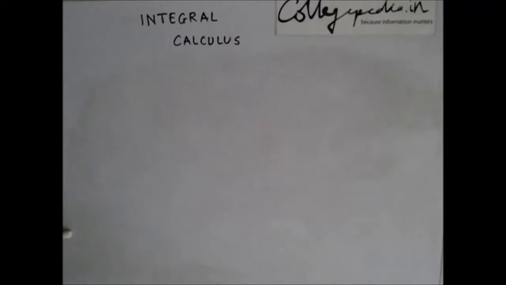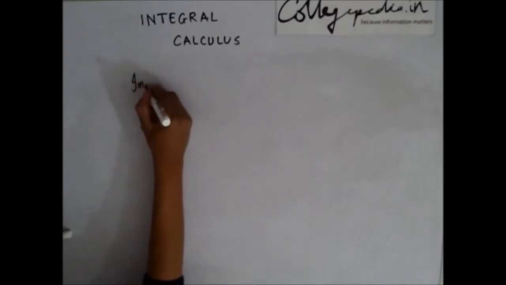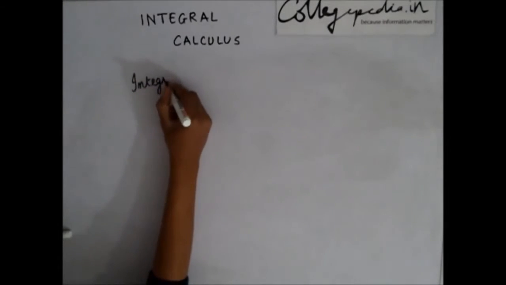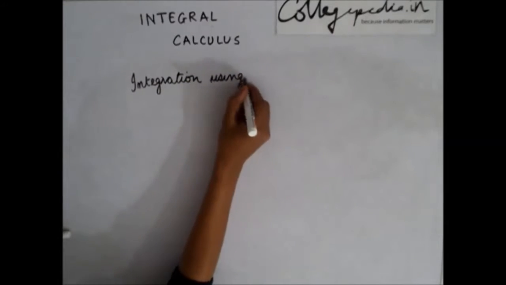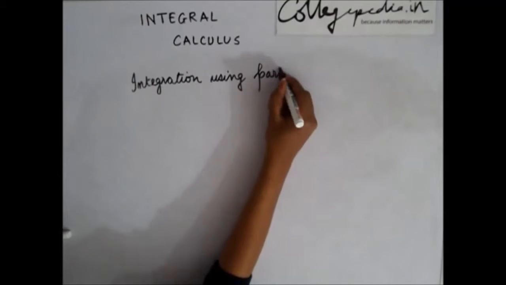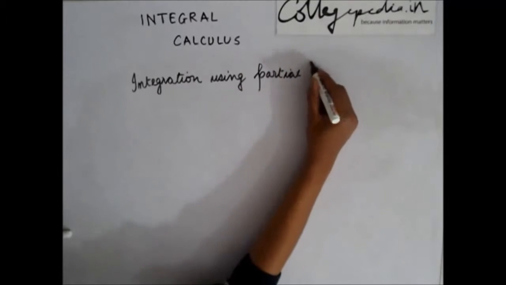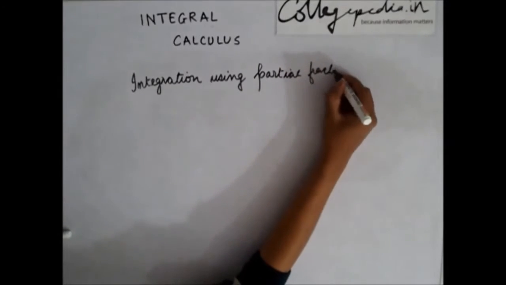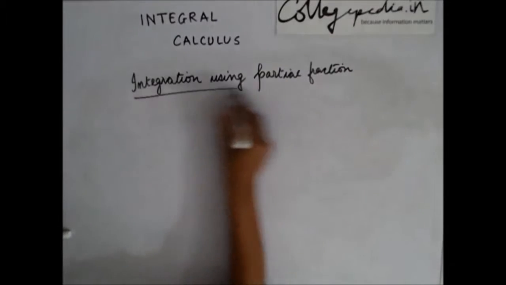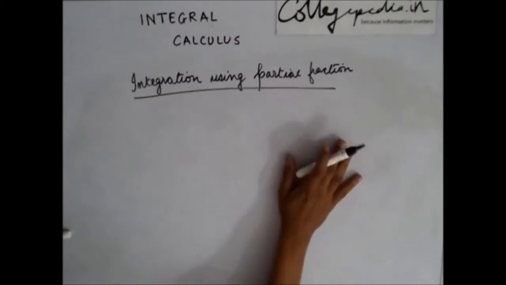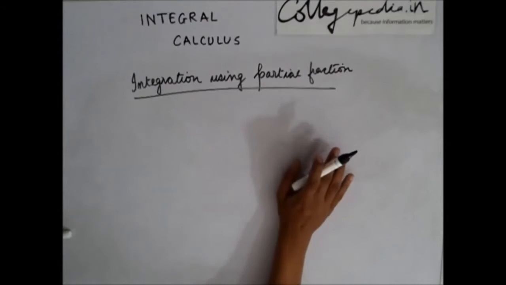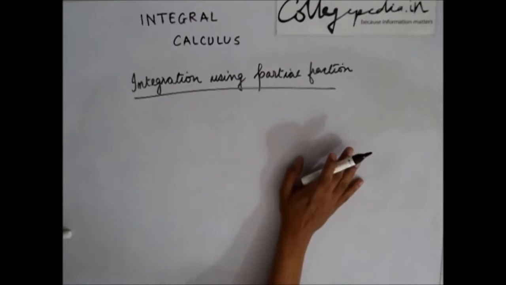So after trigonometric limits, let's move on to integration using partial fraction. Now, this method, that is integration using partial fraction, will be used only to solve rational fractions.